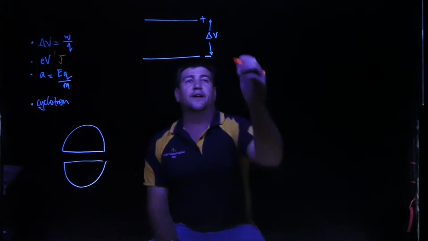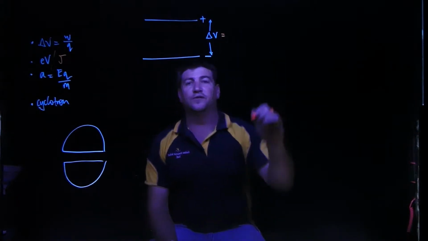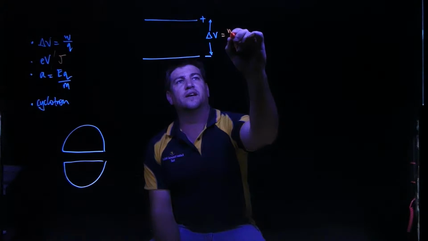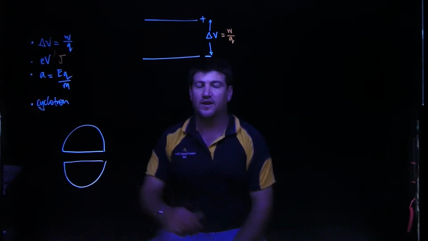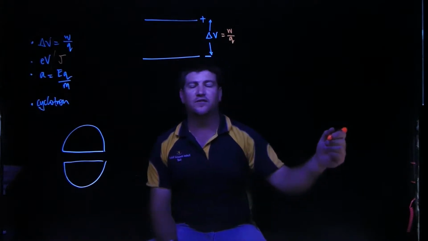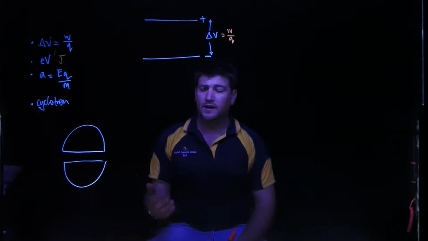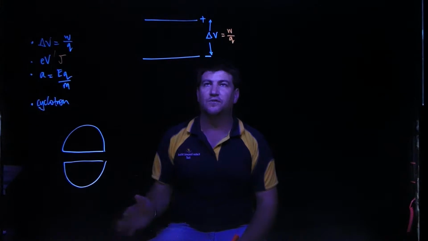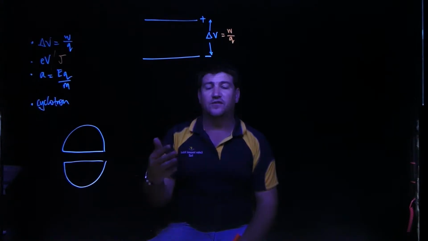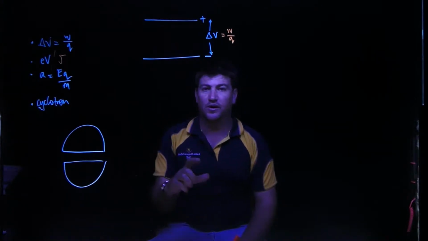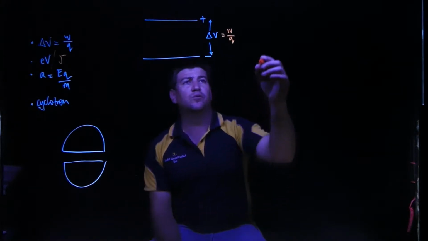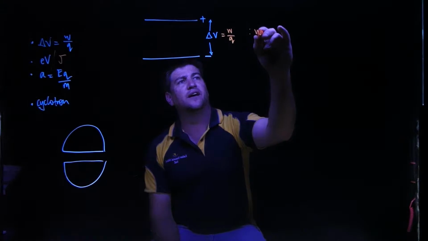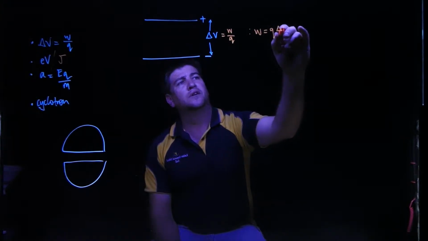So to start with, delta V, or potential difference, change in voltage, is defined as the work done per unit charge on a small positive test charge. The same small positive test charge that we're dealing with when we're talking about the direction of the electric field and those sorts of things. So the change in voltage is defined as the work done per unit test charge. And what you will most likely see is this formula.